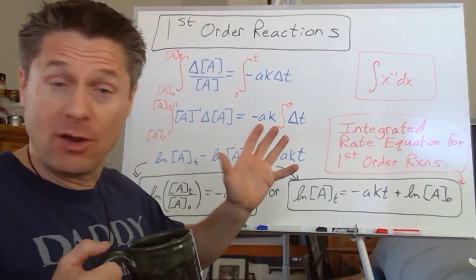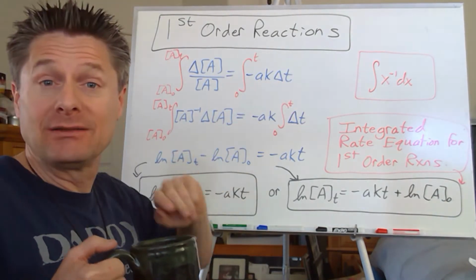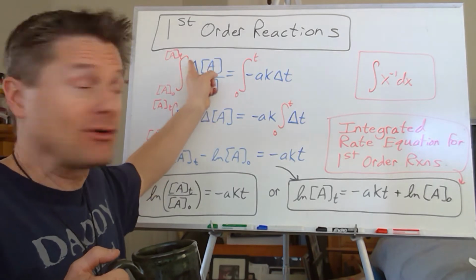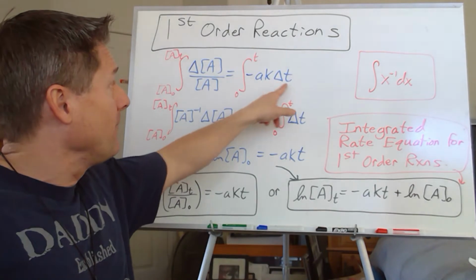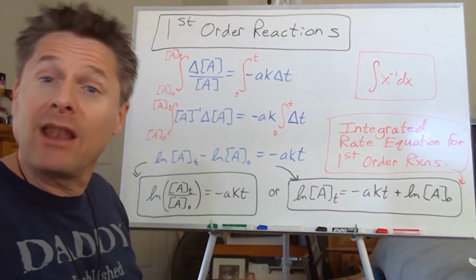So I rewrote the equation here. So delta A over A is equal to negative aK delta T. Integrate both sides. So we're going to integrate the left side from the initial concentration up to the concentration at time t, and this side from time t equals 0, the initial time, up to the final time, t.